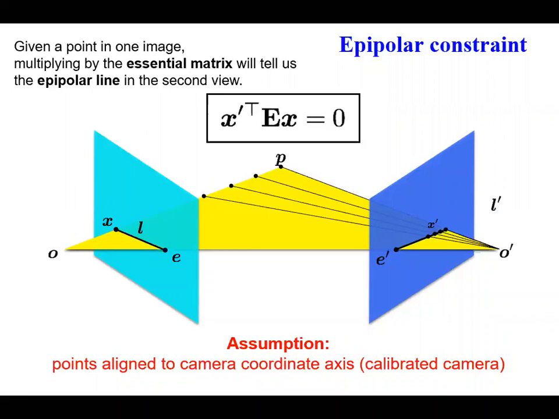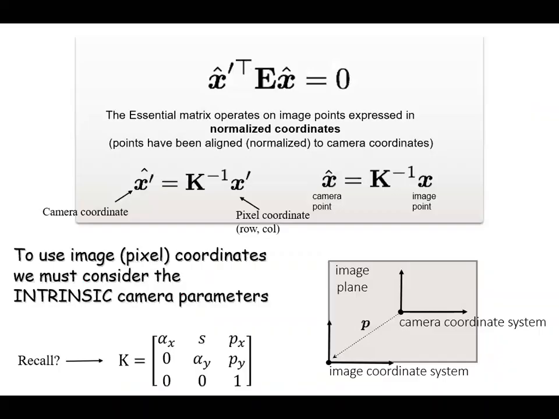Just to remind you, with this essential matrix we have these equations, but the assumption is that we have a calibrated camera. So I am relating the right and the left through this, which gives you 0. The essential matrix operates on image points expressed in normalized coordinates. Points have been aligned or normalized to the camera coordinates.